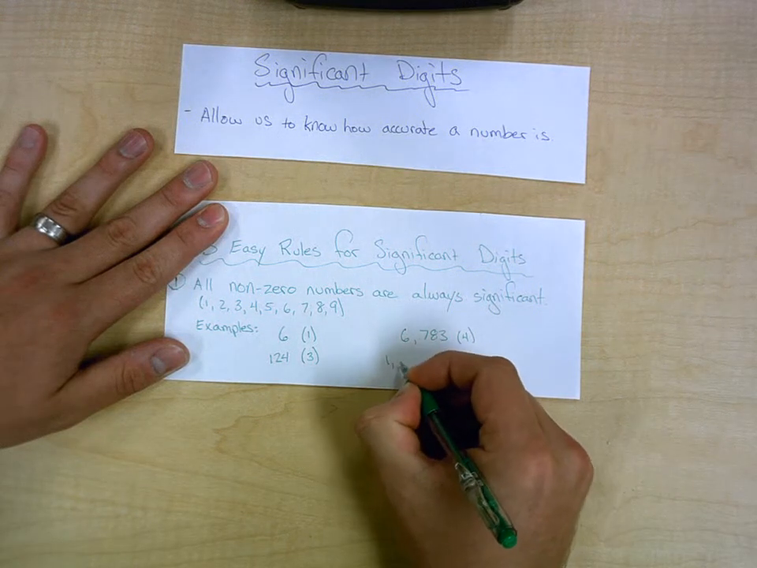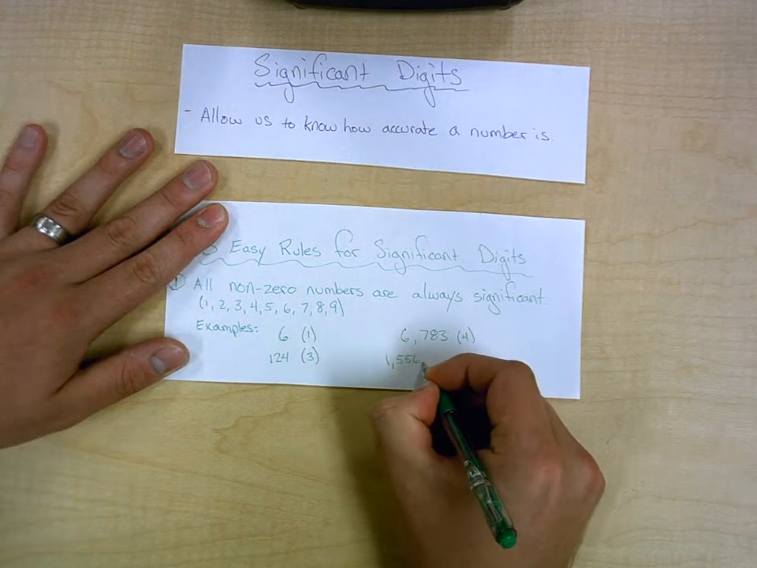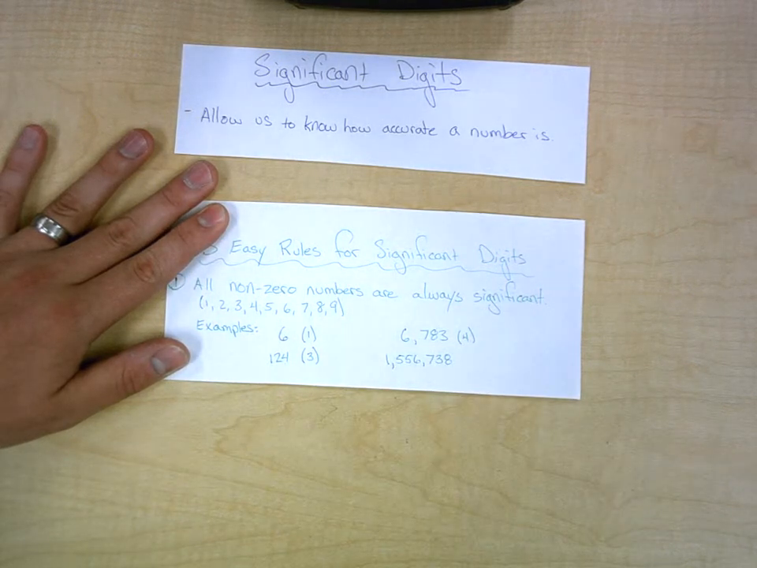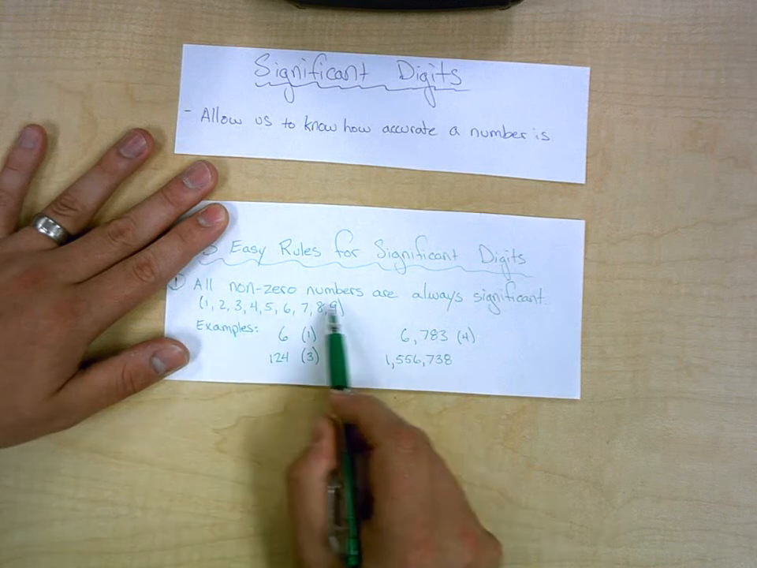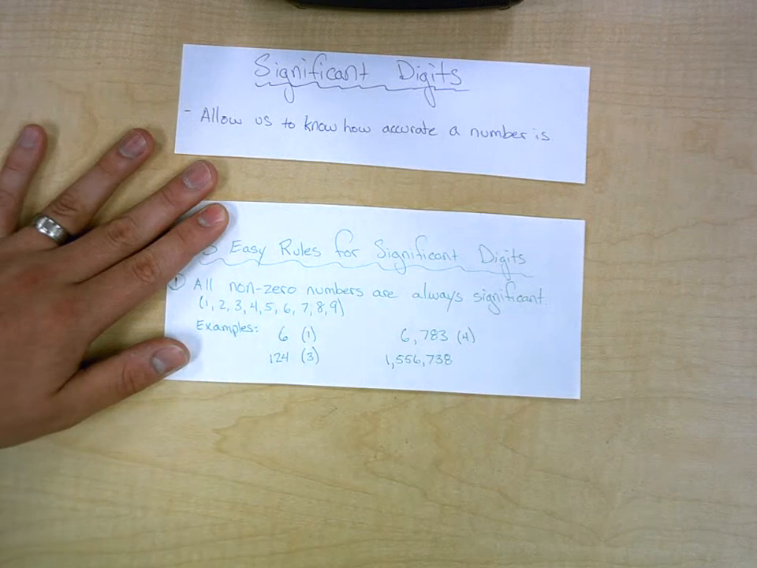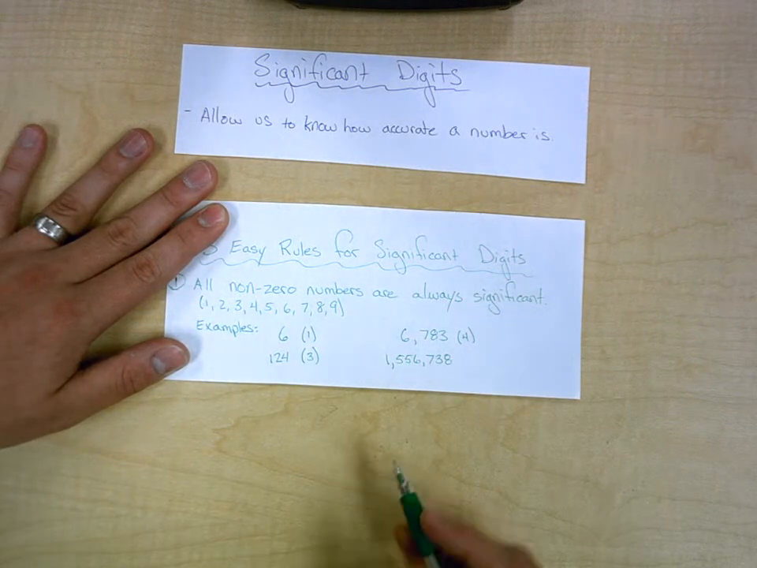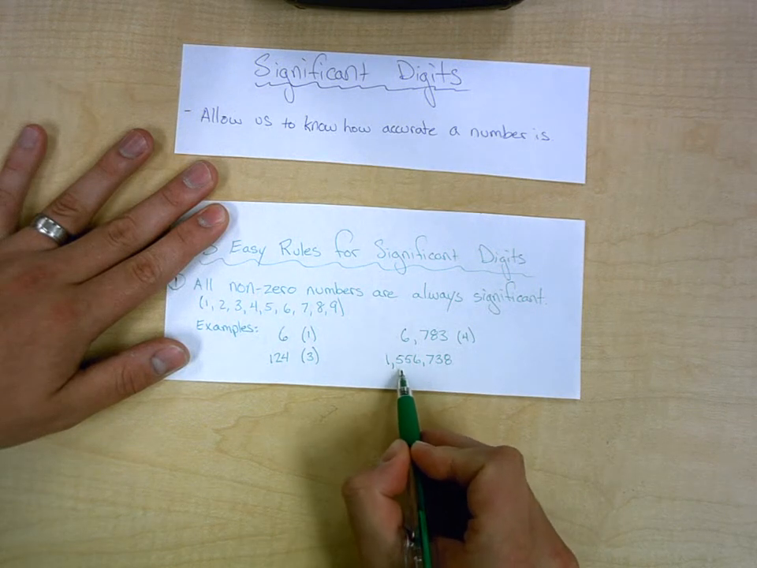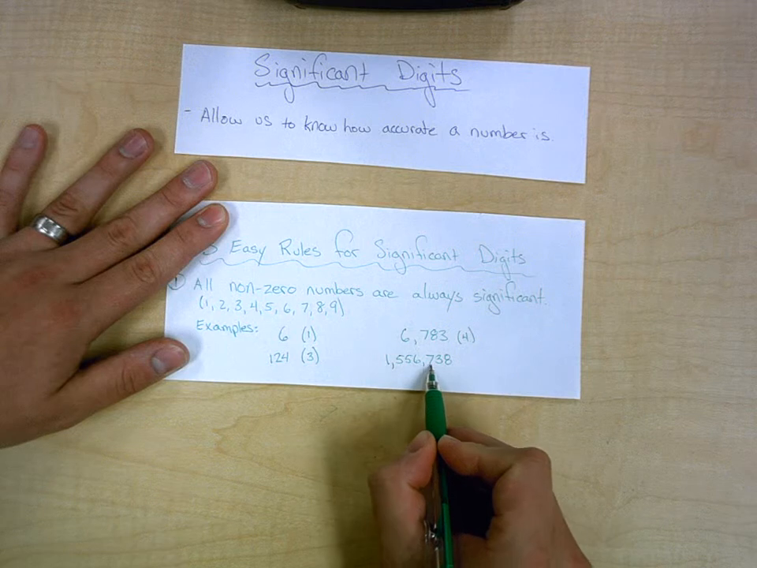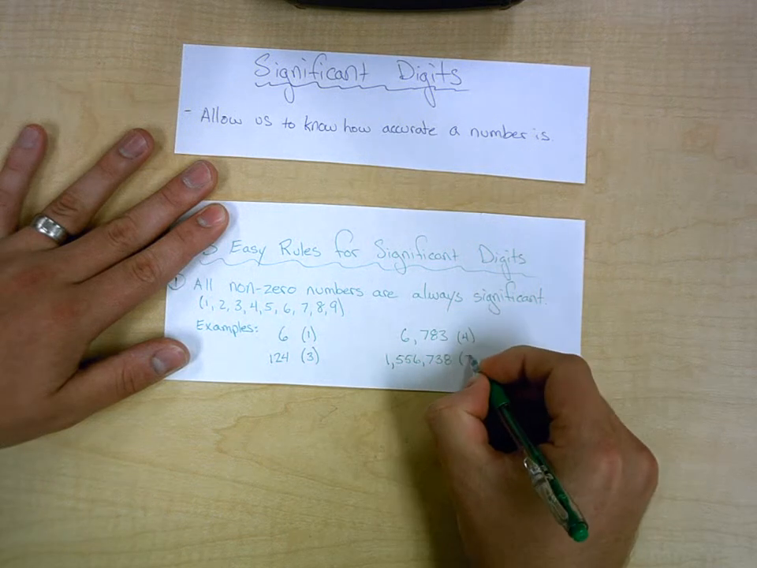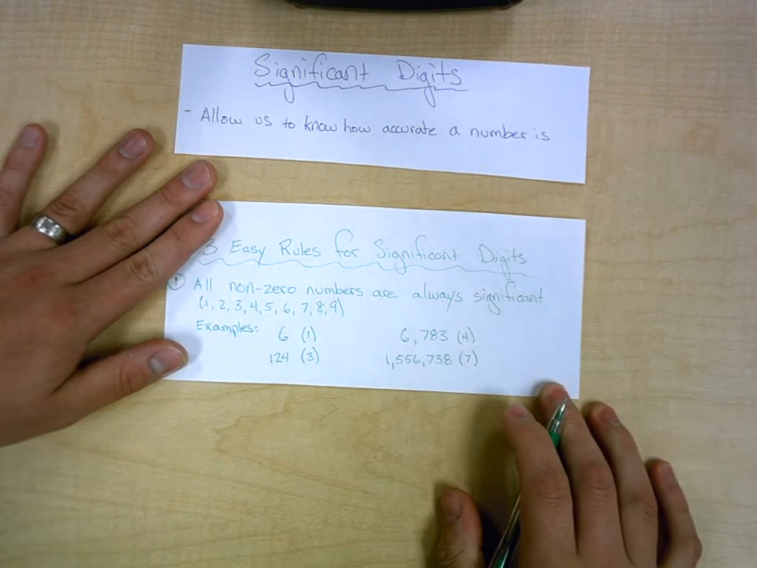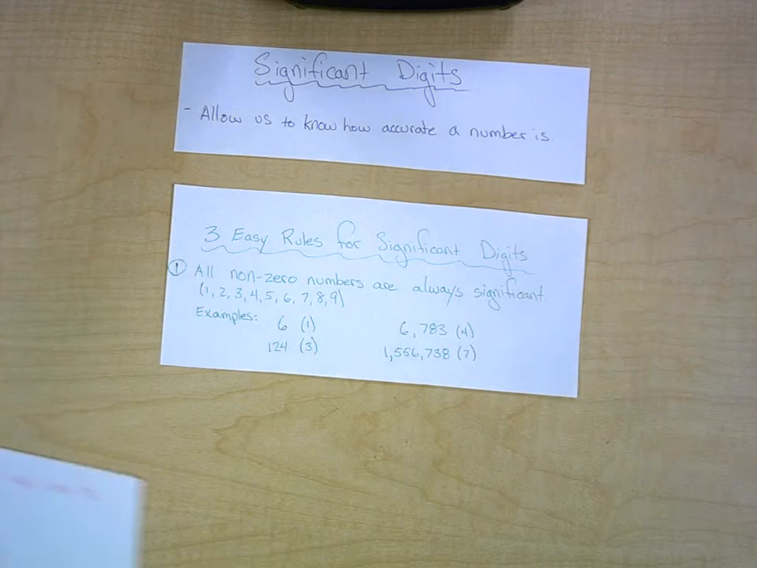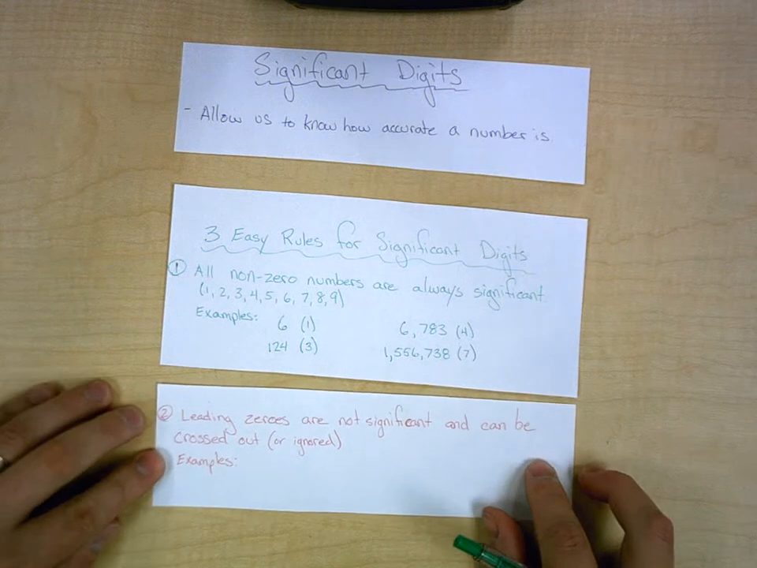How about the number 1,556,738? Again, in this example, all the numbers are non-zero numbers, so they are always significant. So we would count them all, and we would just ignore the commas here. So we have 1, 2, 3, 4, 5, 6, 7 in that number. Okay, seems pretty easy, right? Well, let's go on to rule number 2.